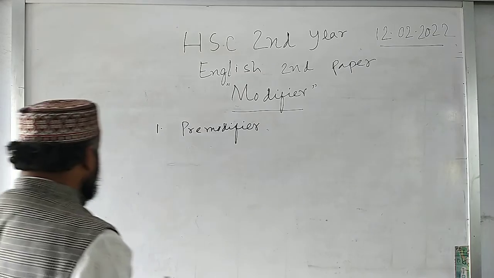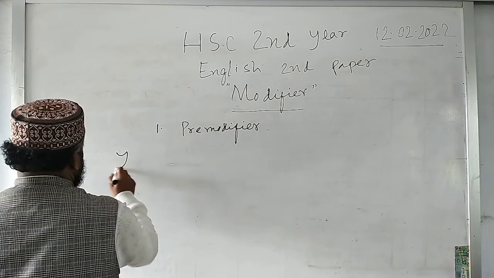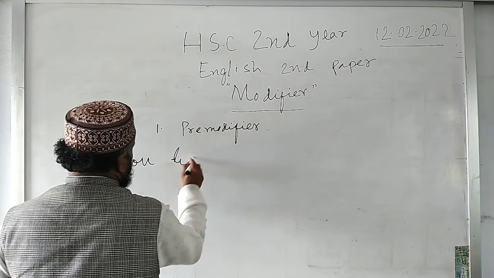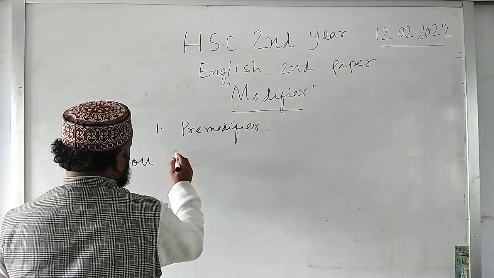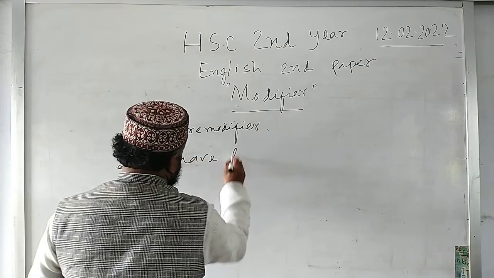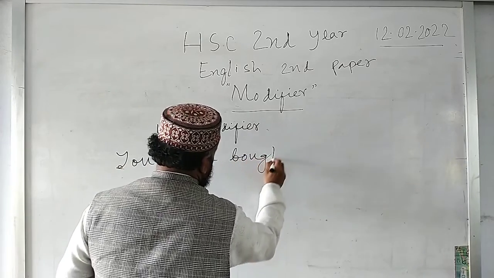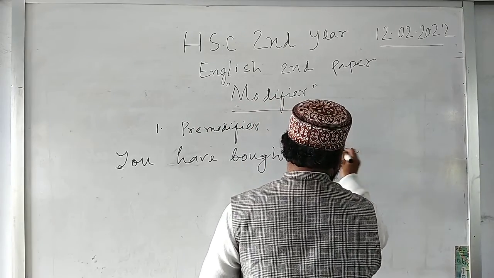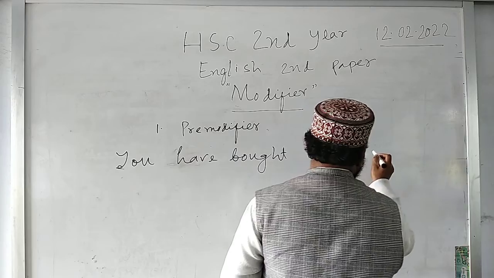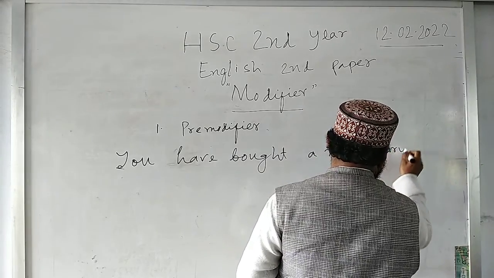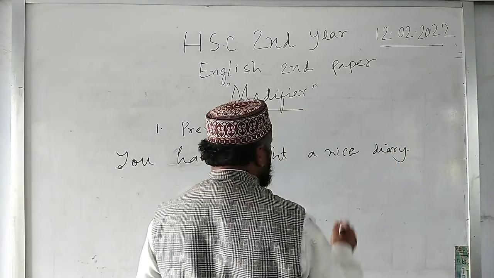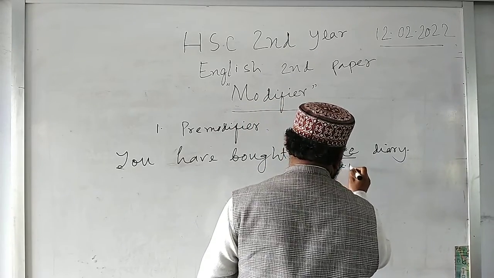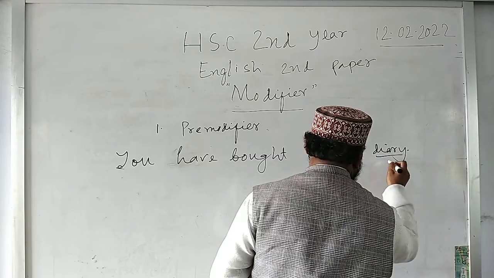Say for instance, you have bought a nice diary. Look at this. Nice is pre-M, that is pre-modifier, and this is the head.